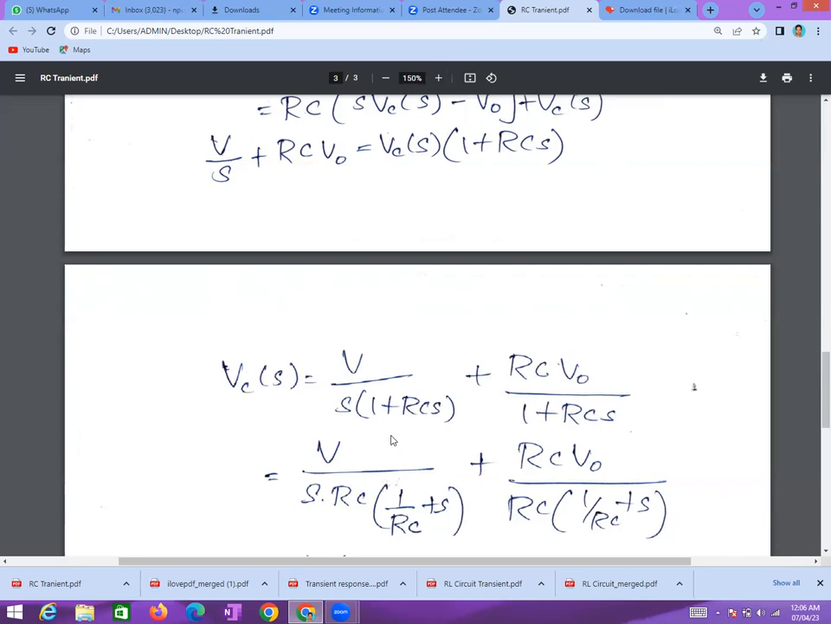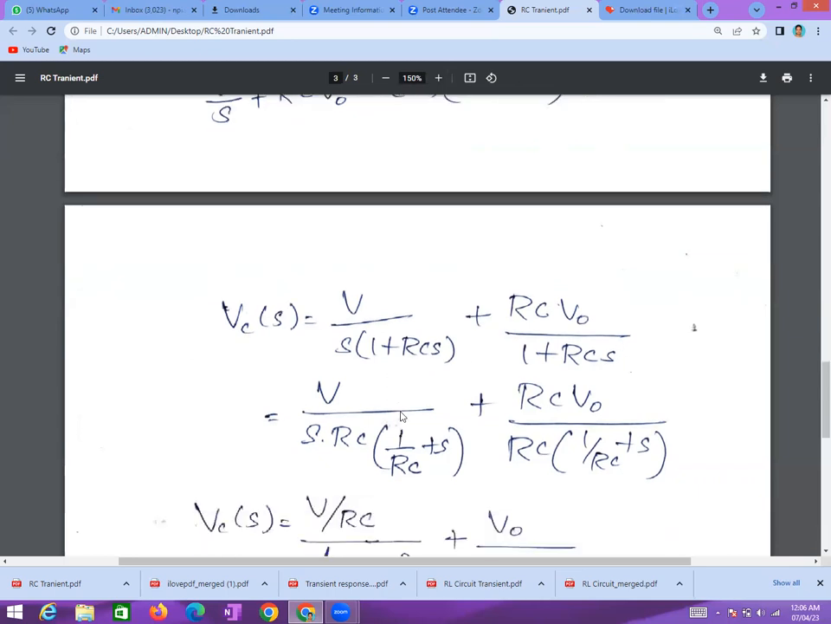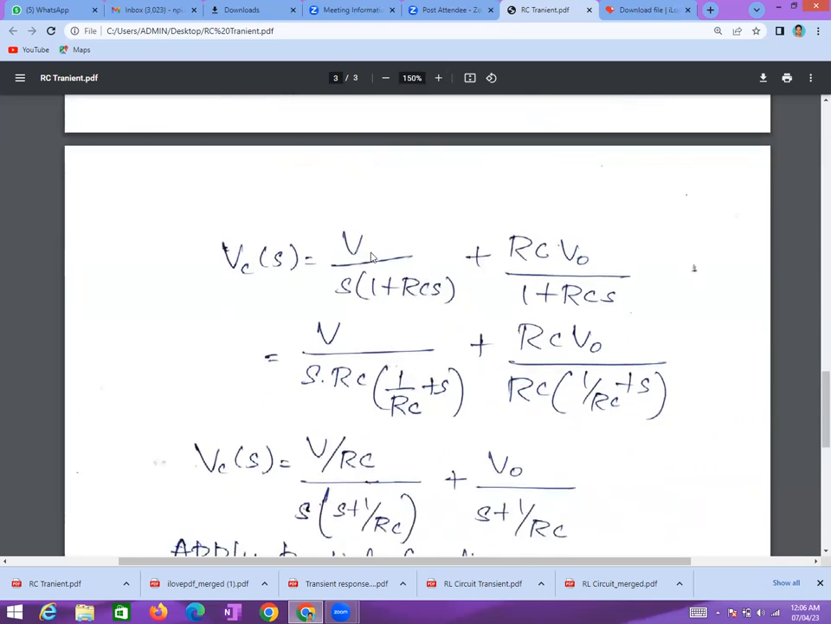So here we need to apply the partial fraction. To apply the partial fraction, we need the denominator term in the form of S plus 1 by S plus a term. So we apply some mathematical simplifications, and we receive V by RC divided by S into S plus 1 by RC, plus V naught. This RC and RC will get cancelled, so V naught divided by S plus 1 by RC.